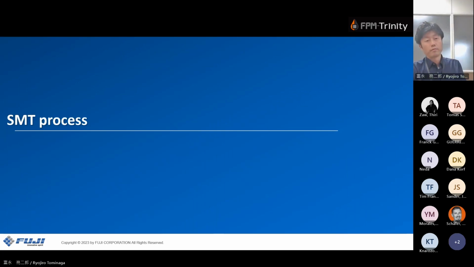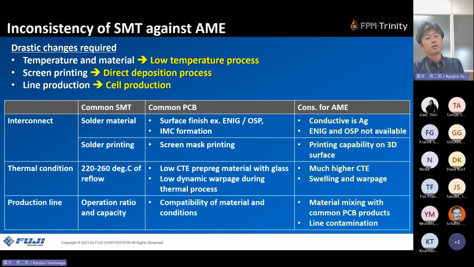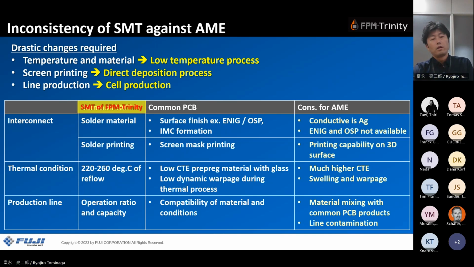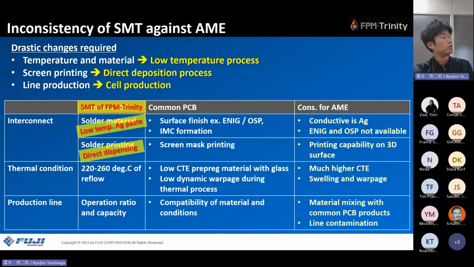Okay, please let me explain in more detail about the SMT process. As I said, for the AME process, we have to be very concerned about the change of temperature in the printing process and production process. So considering those points, the SMT process of the FM20 applies silver paste, which can be cured in a low temperature condition. And instead of the screen mask printing process, we use a direct dispensing system. The temperature is just 80 degrees C, very low temperature.